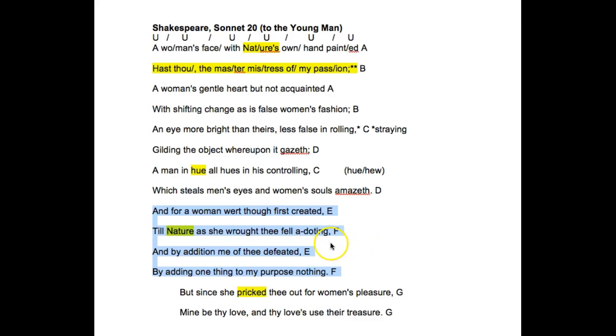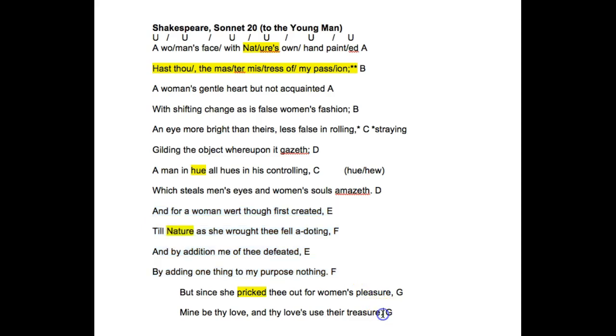But then nature, personified again, she fell a doting. As she created you, she fell in love, right? And then "by addition me of thee defeated." And so he's been defeated because nature's added something. "By adding one thing to my purpose nothing." So she added one thing, she gave you one thing that is to my purpose nothing, not for my use, not something that I can use.